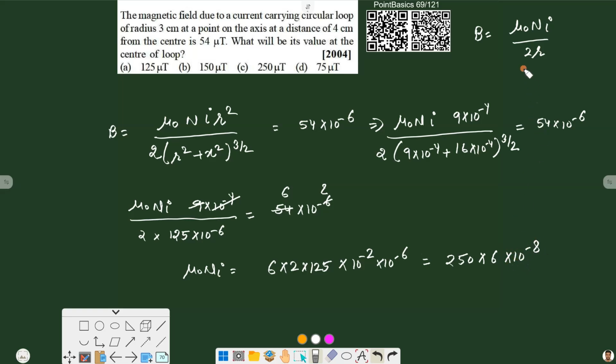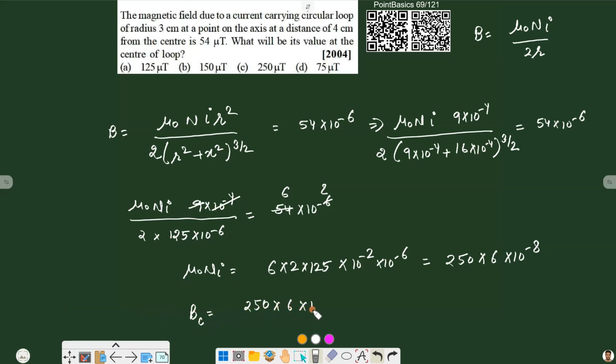Now the magnetic field at the center will be mu node ni by 2r. So B at center will be 250 into 6 into 10 raised to power minus 8 divided by twice r, which is 3 into 10 raised to power minus 2. So 6 gets cancelled. We are left with 250 into 10 raised to power minus 6, or it is 250 micro Tesla. Option C will be the right answer here. Moving to the next one.